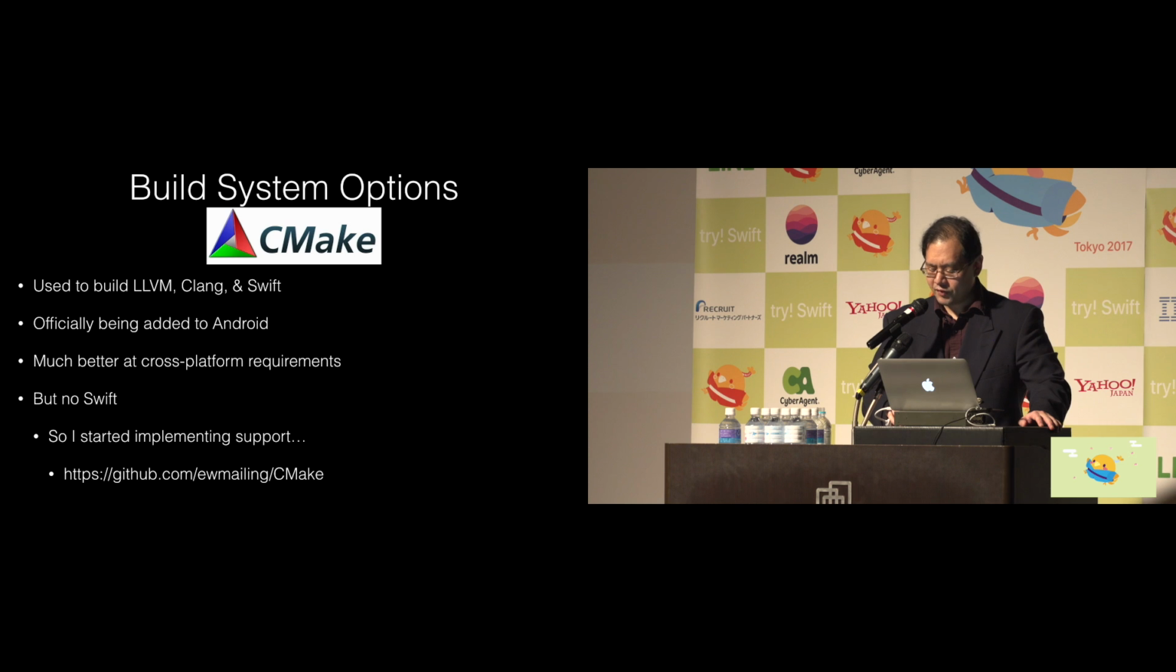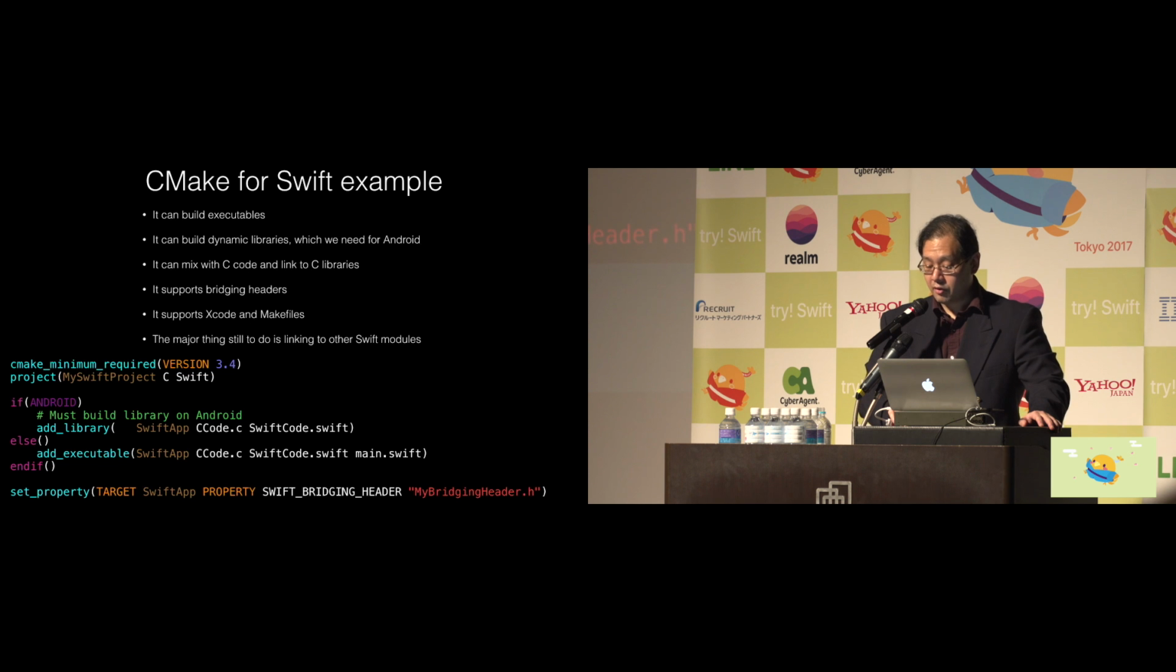But of course, since Swift is a new language, CMake doesn't know anything about it. So I started implementing support for it. My repo is on GitHub if you'd like to help. It's a work in progress, but there is enough to make shippable applications. This is a simple CMake script showing how to make a library or executable for Swift code. The CMake script isn't going to win any beauty awards, but the CMake project generation capabilities are unparalleled.